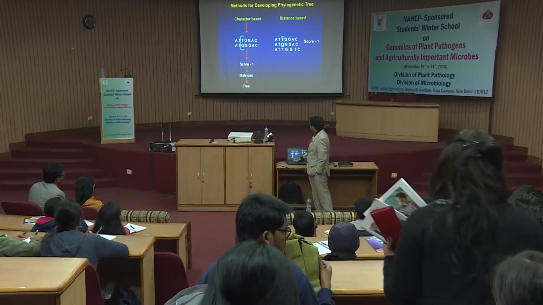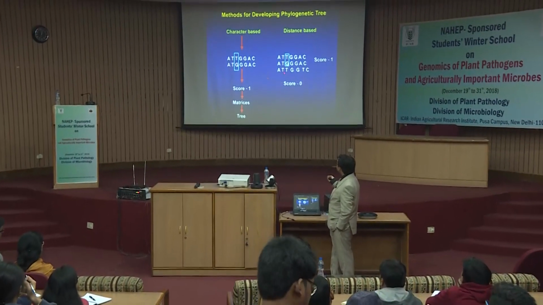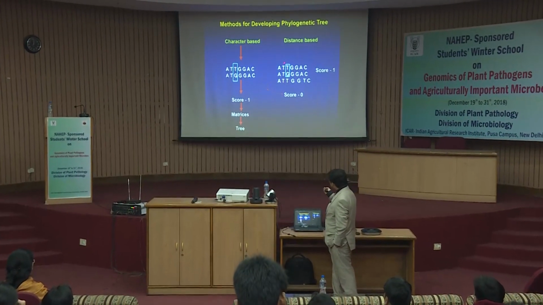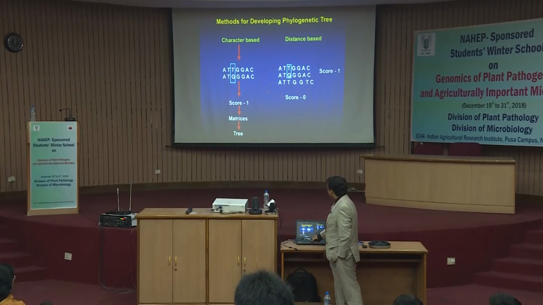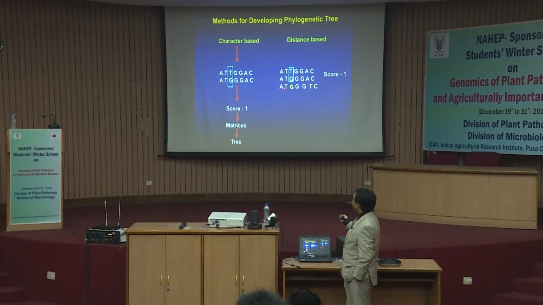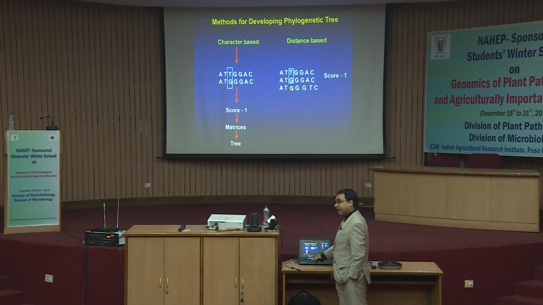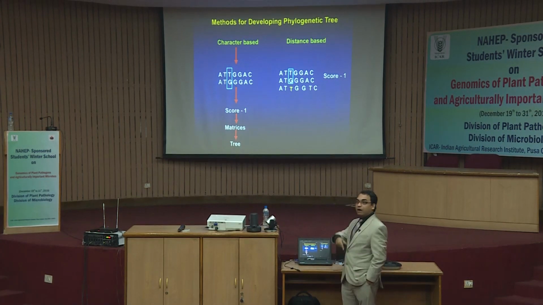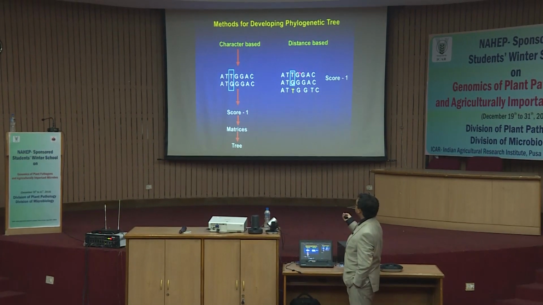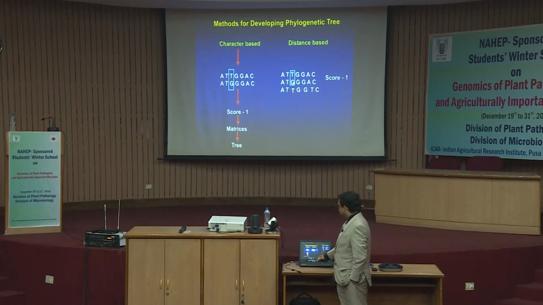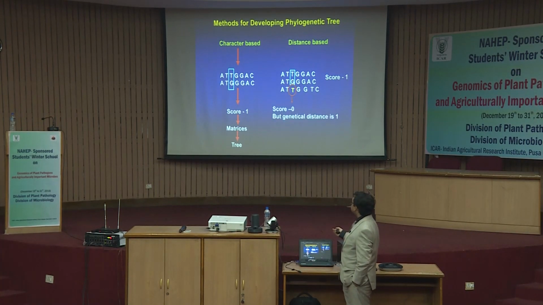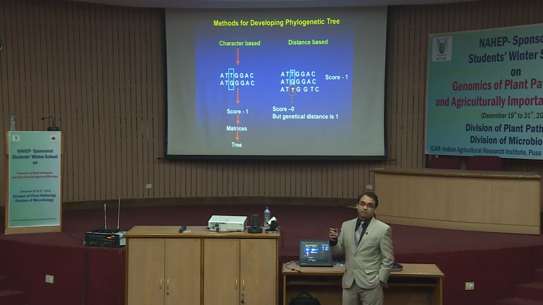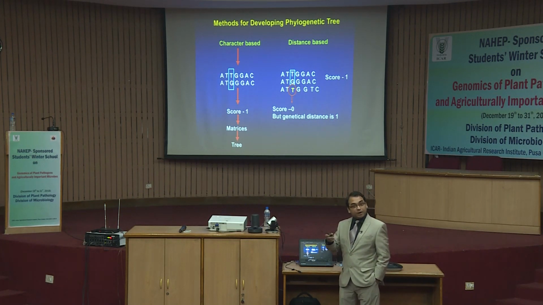It may be possible that T is there because the original thing is there, then it is score 0. But it may be possible that in one generation it was G, then in the next generation it reverted the mutation back to this. So, due to this process, the score is 0, but the genetic distance is 1. Okay? So, that may be possible.